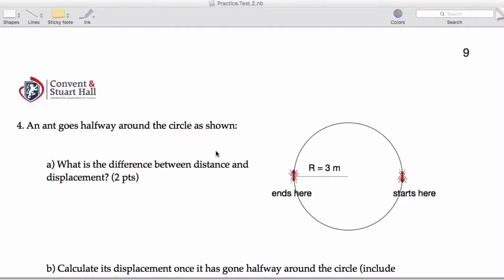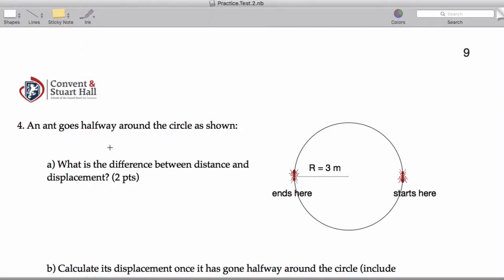All right, so we have an ant that goes halfway around the circle as shown, and I tell you where it starts and where it ends. First, before we even do any calculations, we want to define the difference between distance and displacement.